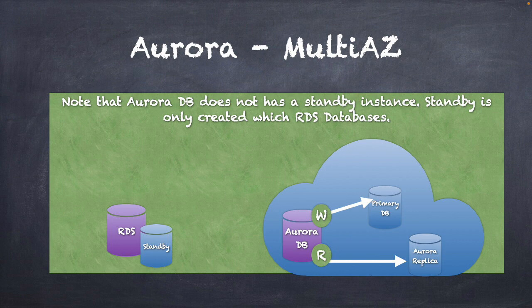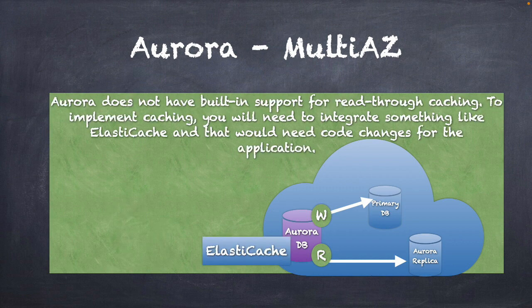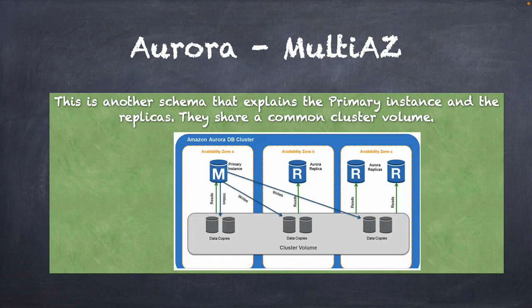Note that Aurora database does not have a standby instance. Standby is only something created with RDS databases and not with Aurora databases. Aurora does not have built-in support for read-through caching. To implement caching, you will need to integrate something like ElastiCache, and that would need code changes for the application.